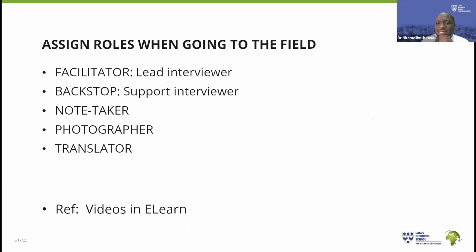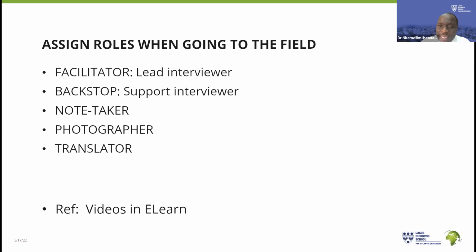So now the next is, before you go to the field, you want to assign roles. Our recommendation is that you have a minimum of at least 5 people when you want to go to the field to take your data. You need to have a facilitator, who will typically be the lead interviewer, who is going to lead the asking of questions. You need to have the backstop, who is the support interviewer, who is going to be supporting the lead interviewer in asking questions.